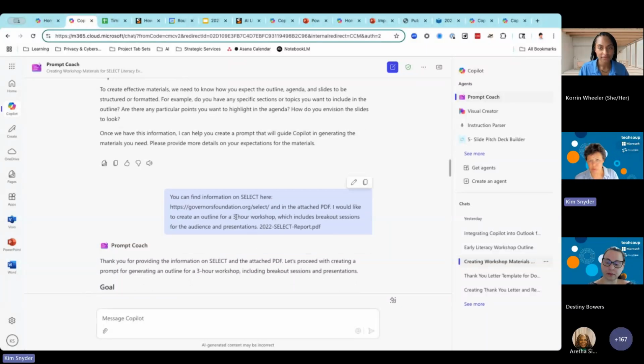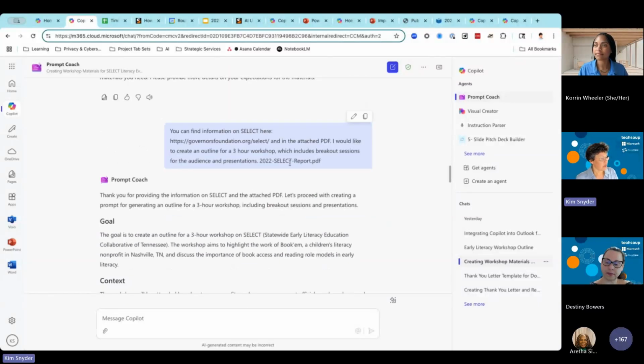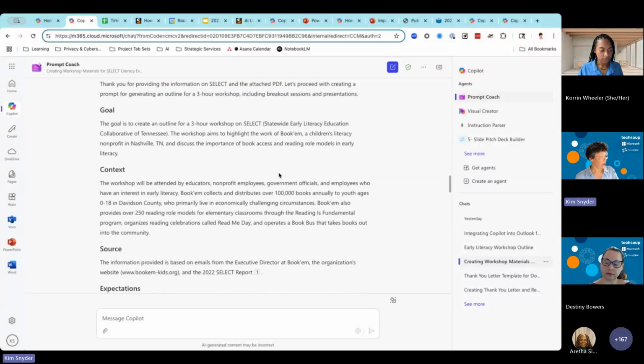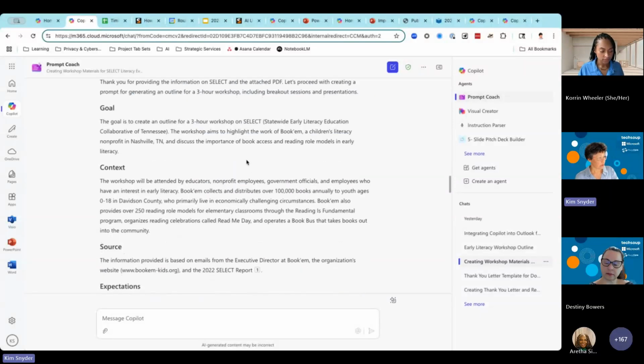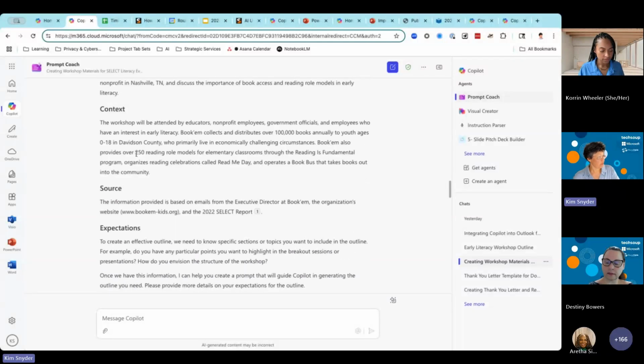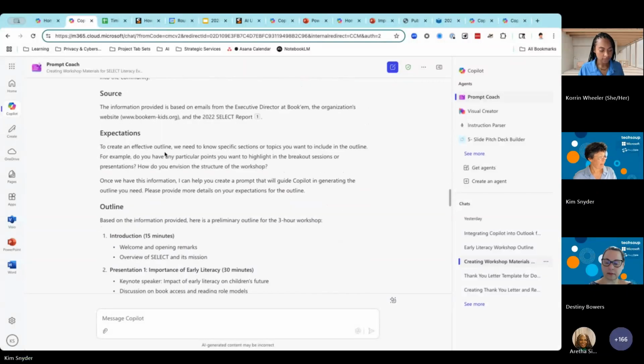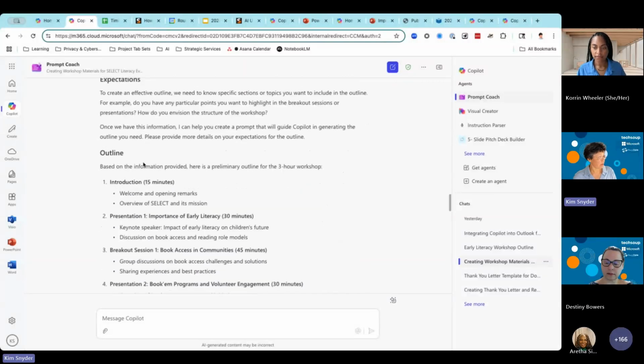And I wasn't sure what the person wanted, but I said 3-hour workshop, which includes breakout sessions, audience and presentations, we've got to keep them going on this, and so on. So I gave it this report. It was a PDF report, and Copilot does a really nice job of ingesting this type of information, synthesizing it, and then incorporating it into the prompt. So there it just made it more, I'll say, rich as a prompt. And then it started generating the information.